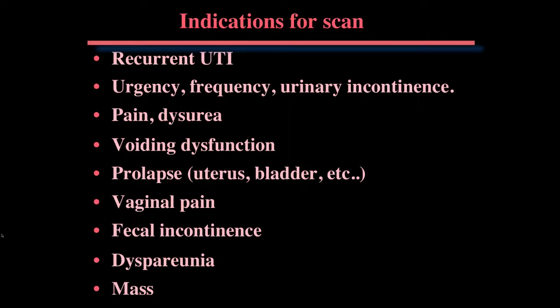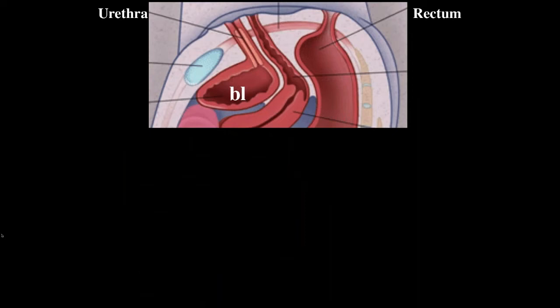All sorts of things can prolapse, the bladder, the rectum. There can be vaginal pain, dyspareunia, pain with intercourse, fecal issues, incontinence, and certainly masses can occur down there. We'll cover all of those things, including talking a little bit about the bladder, which is sort of what I call the forgotten organ that we sort of bypass when we do a pelvic ultrasound.